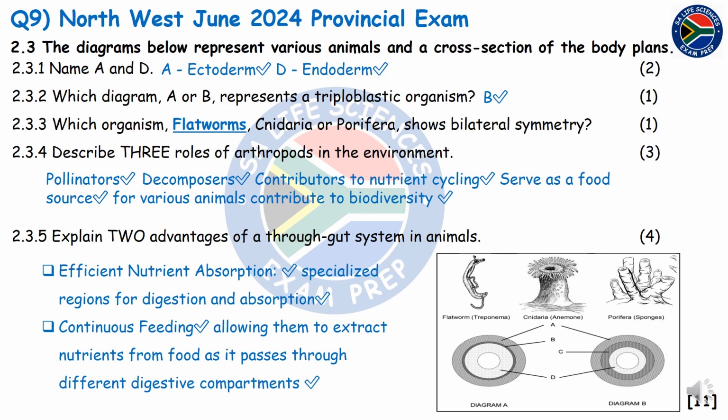Name layers A and B. So layer A is the outermost layer, so it is the ectoderm. Layer B is the innermost layer, so it is the endoderm.